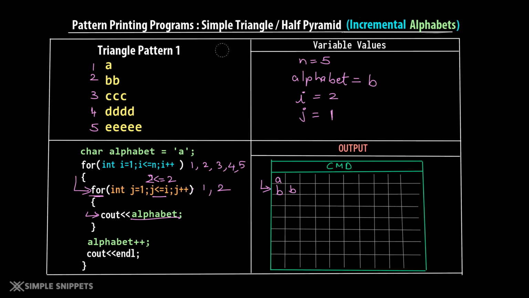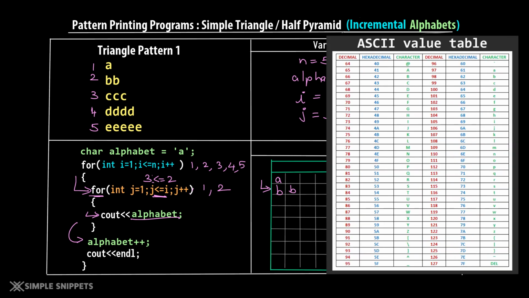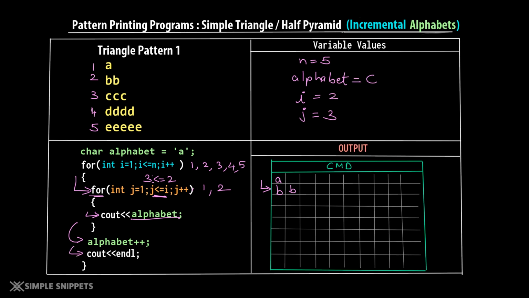When j becomes 3, this condition becomes false, because 3 is not less than equal to 2. So you'll come outside the for loop, you'll say alphabet plus plus. Again alphabet will be c, because small c is the next ASCII value after b. Okay, I'll put up the ASCII values on the screen, some of them at least you can see, or you can just google them out. So after this, you'll say cout endl, you'll come on the new line. This is the last statement in the outer for loop, so you'll go at the start of the outer for loop, you'll say i plus plus. So i will now take the value 3.